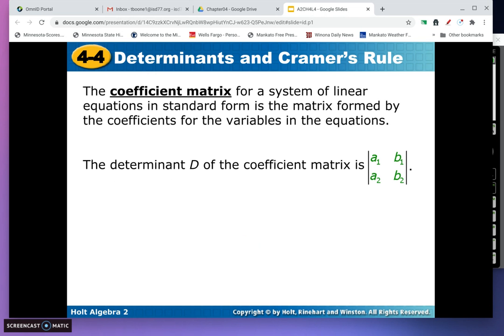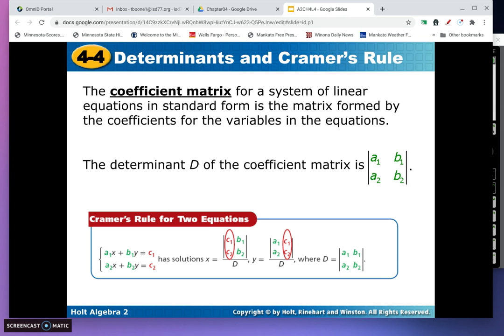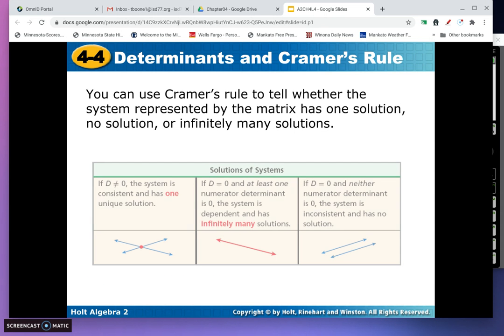D is the determinant of that matrix, and that's the formula here. So Cramer's rule looks a little intimidating at first, but we'll get used to this. D is just that determinant of the coefficient matrix. That's what we're going to look for. And then to find the x value, you replace the a's with the c's, and then find the determinant. And then for the y's, you replace the b's with the c's values. And again, that'll give us our point of intersection. Let's show you how that works.